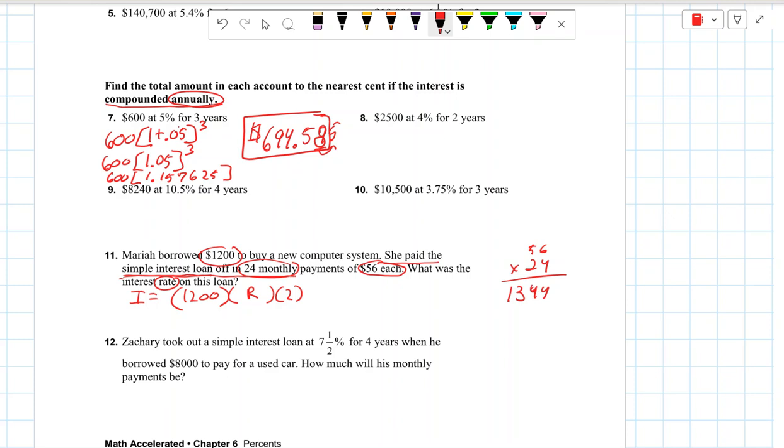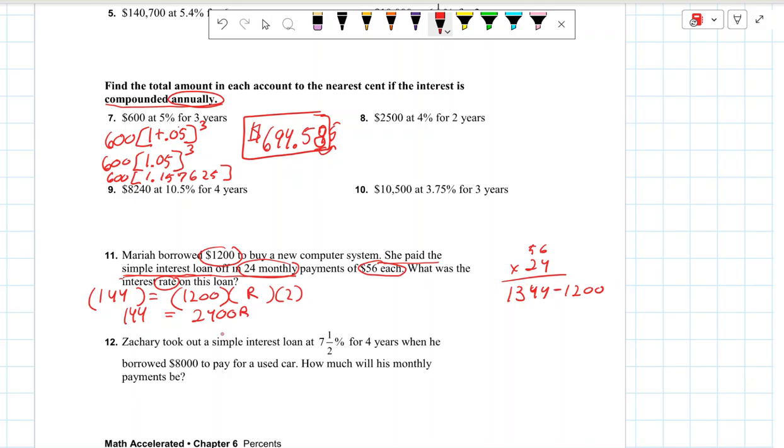Okay. Well, what was the interest then? Well, let's take away what she borrowed of $1,200. And so the interest, we just found it, is $144. So now we can come over here and erase the I, because we know what the I is. We put parentheses. And that is $144. Well, this is just like you're used to back in semester 1. We want to simplify this side. 1,200 times R times 2 is 2,400 R.